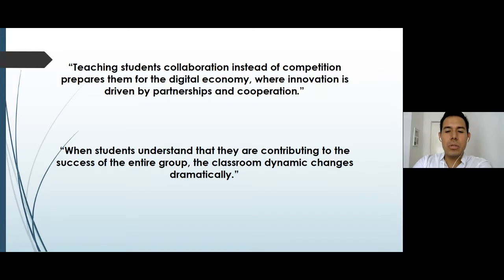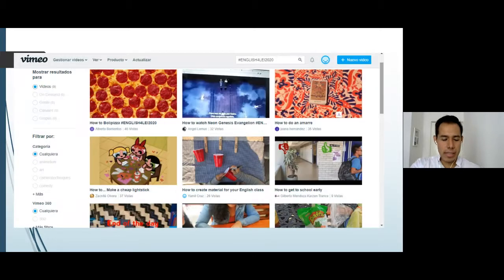So here we have two important aspects that we need to consider. The first one would be teaching students collaboration instead of competition. This is going to prepare them for the digital world, where innovation is driven by partnerships and cooperation, and this is a skill for life. And then also, when students understand that they are contributing to the success of the entire group, the classroom dynamic will definitely change dramatically. When a student feels that he's contributing to the whole success of the project in the group, it changes the role and the approach towards the activity. I would like to share with you an example.